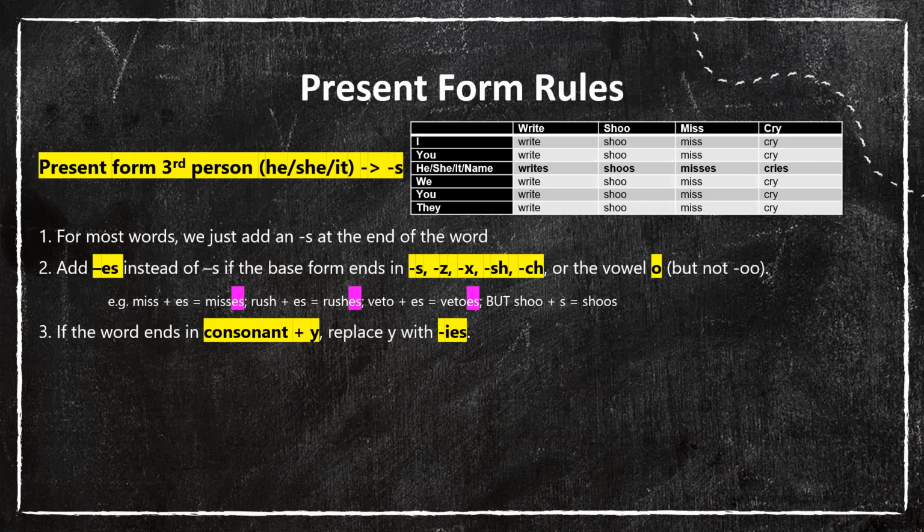The third rule is that if the word ends in consonant plus Y, we replace the Y with an IES. So cry becomes cries, worry becomes worries. Play, but it has to end in a consonant plus a Y so that we replace the Y. Play ends in a vowel and a Y, right? So because it doesn't end in a consonant plus Y, we just add an S at the end. So plays has an S at the end, right? So keep that in mind.